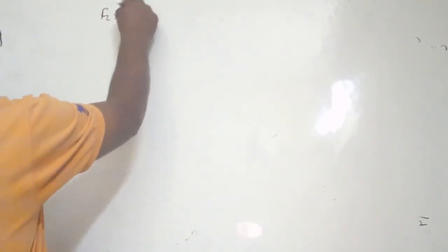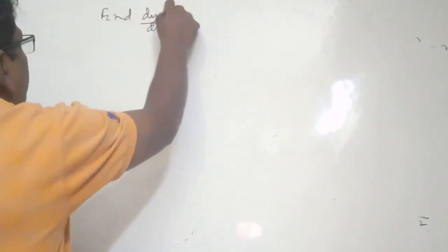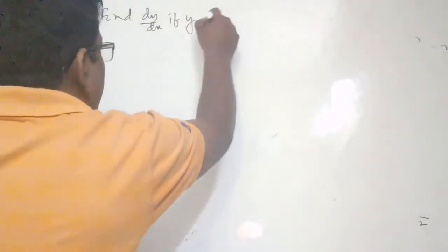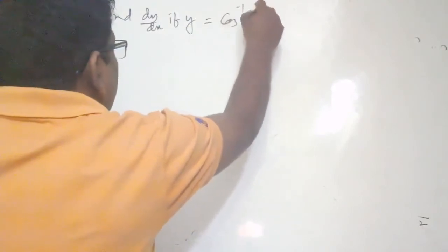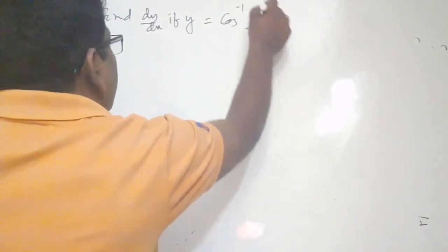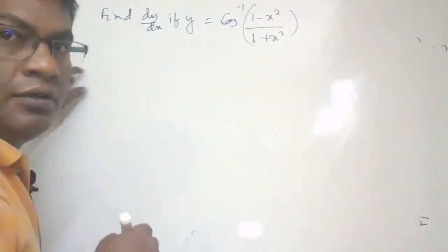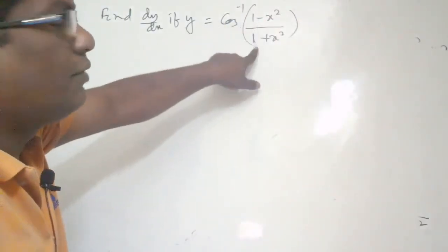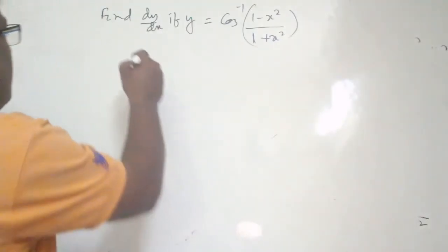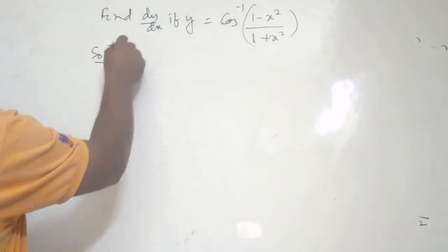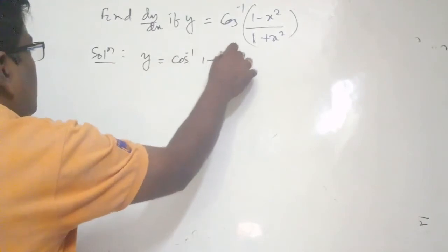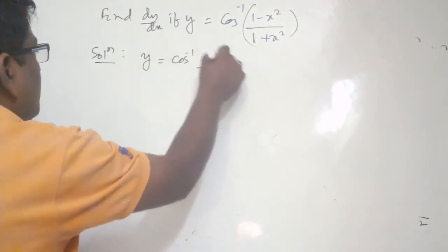Find dy by dx if y is equal to cos inverse of (1 minus x square) by (1 plus x square). We know the formula (1 minus tan square theta) by (1 plus tan square theta), that is cos 2 theta. So solution: y is equal to cos inverse of (1 minus x square) by (1 plus x square).